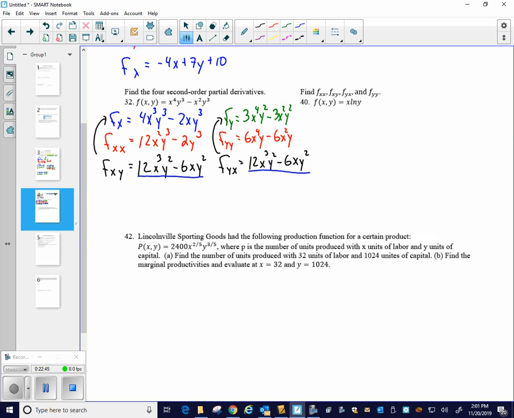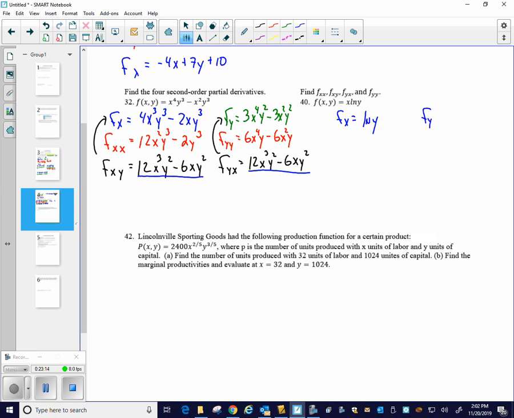All right, moving on to number 40. So this time we are given x ln y, and we basically want to find all 4 of the second order partial derivatives, just like we did. In order to do that, we have to find the first derivatives first. So f_x, the derivative with respect to x: the ln of y is a constant, so x times ln of y, the derivative is just ln y.